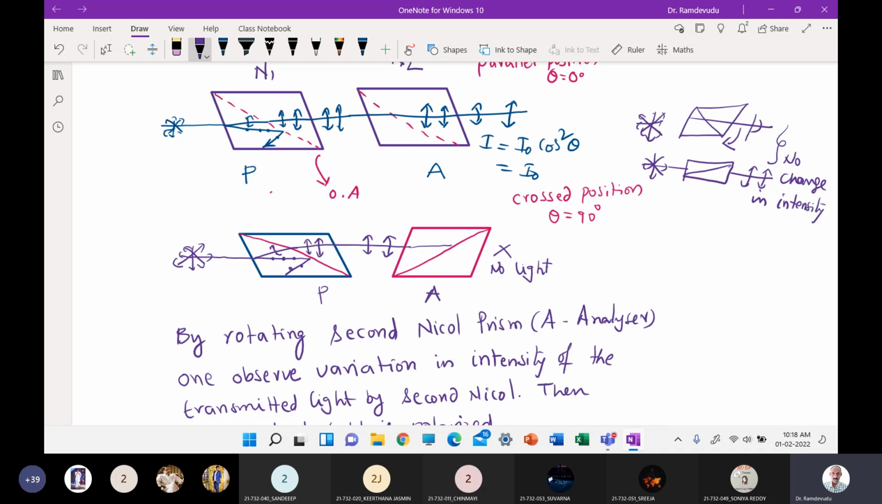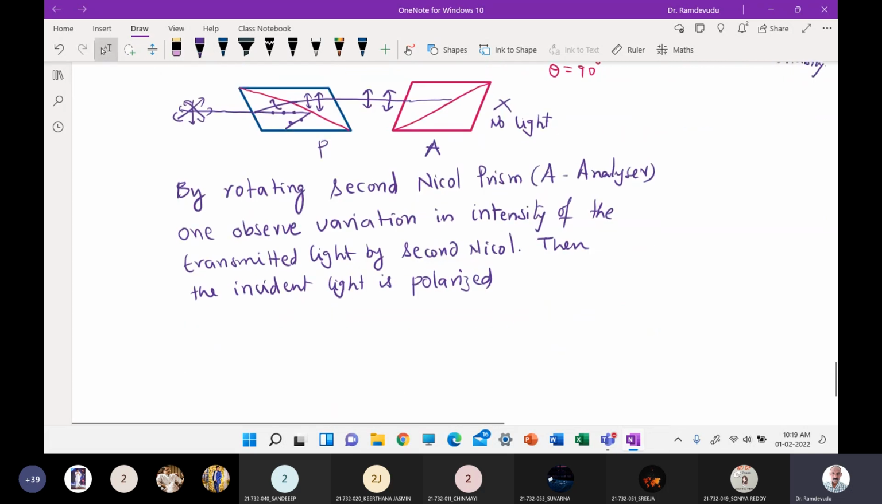Even when I'm turning by some angle, I'm getting light, which means there are vectors in unpolarized light in all possible directions. Therefore, whatever direction you turn the analyzer, you definitely get light out of it. Hence, we say the incident light is unpolarized.